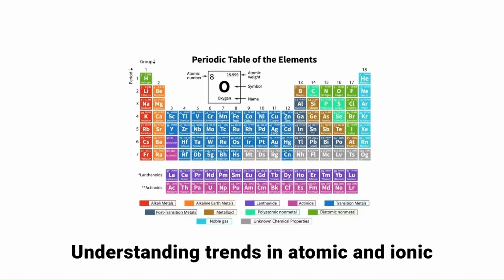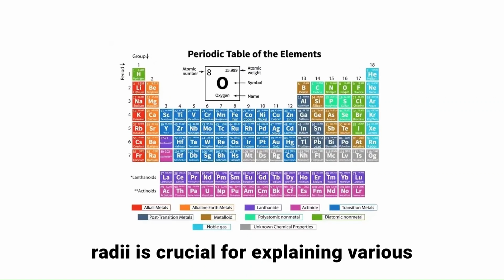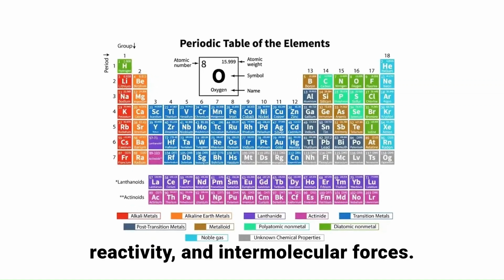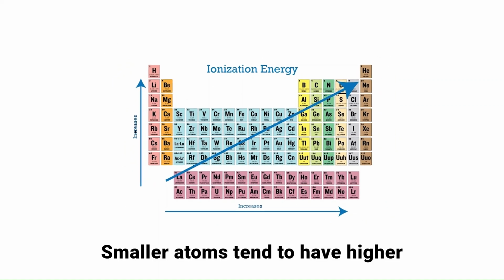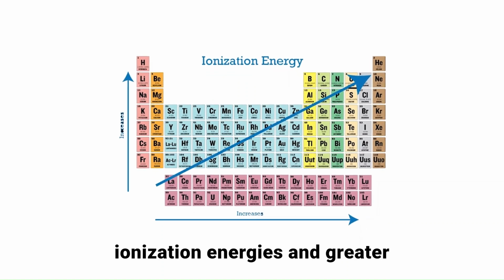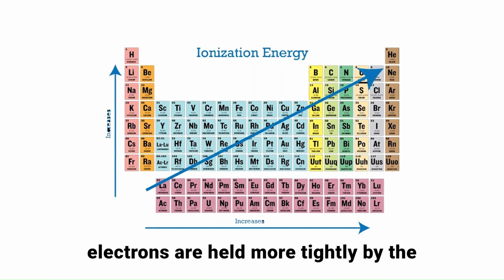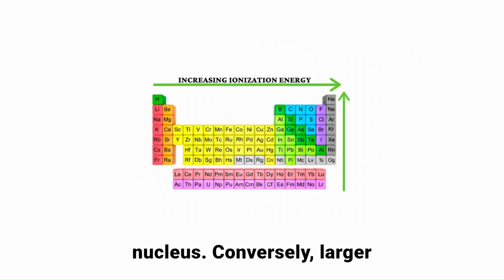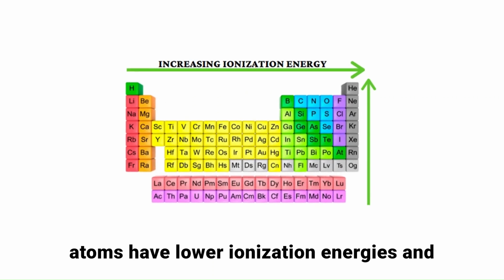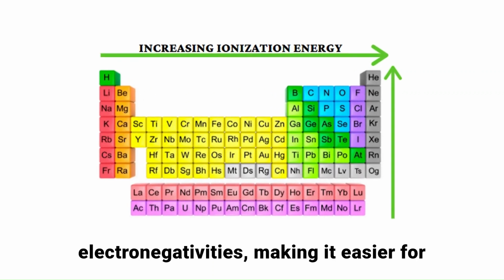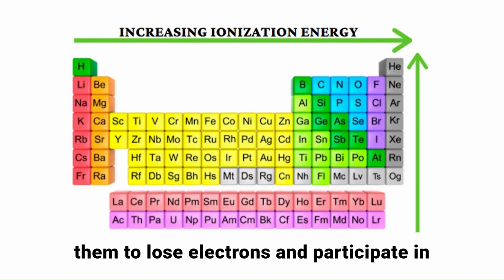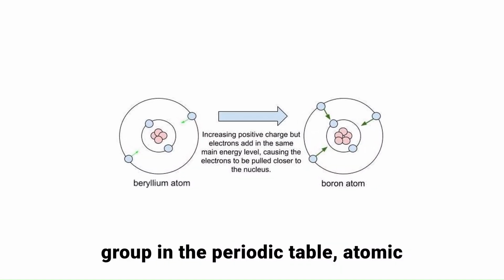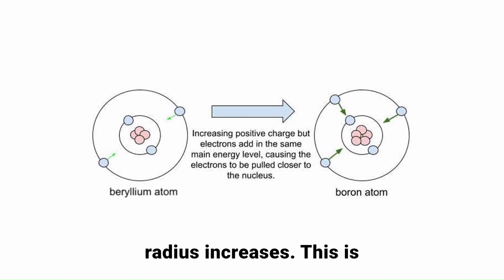Understanding trends in atomic and ionic radii is crucial for explaining various chemical properties, such as bonding, reactivity, and intermolecular forces. Smaller atoms tend to have higher ionization energies and greater electronegativities because their electrons are held more tightly by the nucleus. Conversely, larger atoms have lower ionization energies and electronegativities, making it easier for them to lose electrons and participate in chemical reactions.